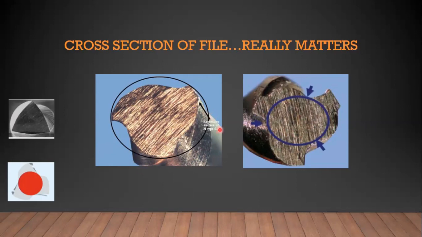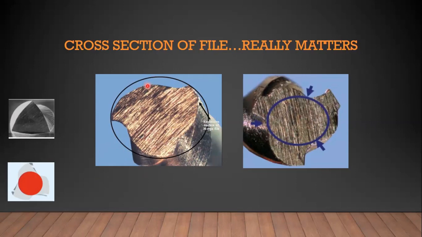We can increase the cross section area by increasing the size of the file, the taper. And if there is more cross section area, it means it has more torsional resistance. The cross section area can be decreased by increasing the depth of the flutes.